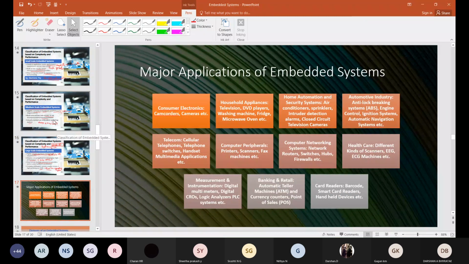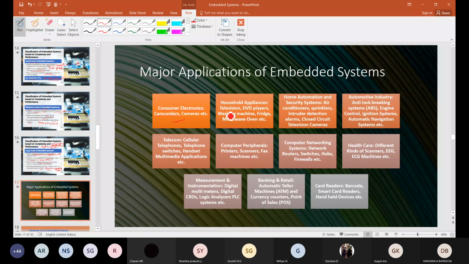As I told, the applications are home appliances, banking, networking, security, defense, aircrafts, consumer electronics, automotive industries, and healthcare systems. Every field we are going to use this embedded system. Consumer electronics is nothing but what? Gadgets, mobile phones, camcorders, cameras, all these are consumer electronics.